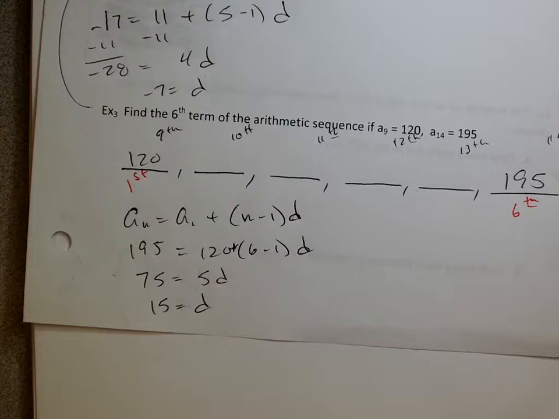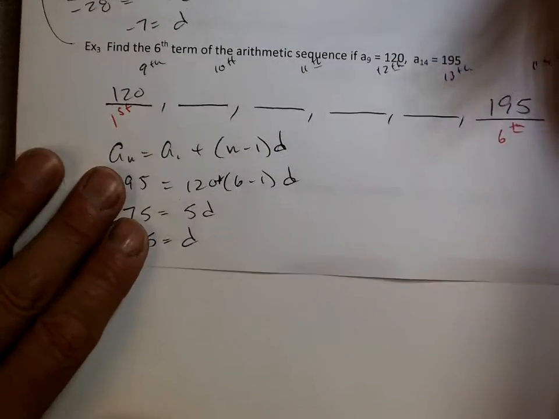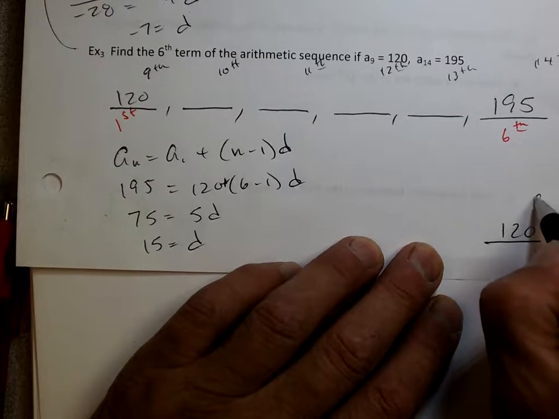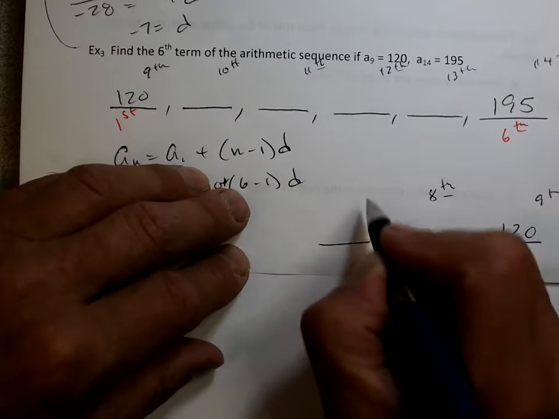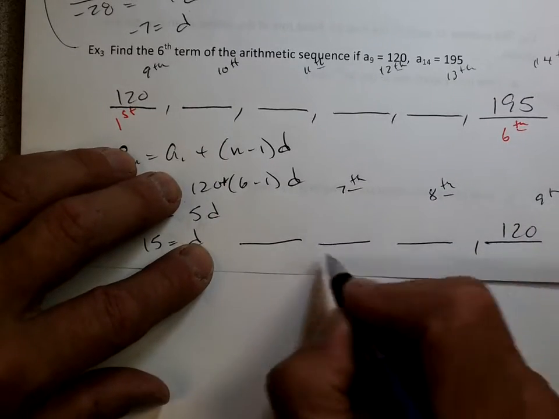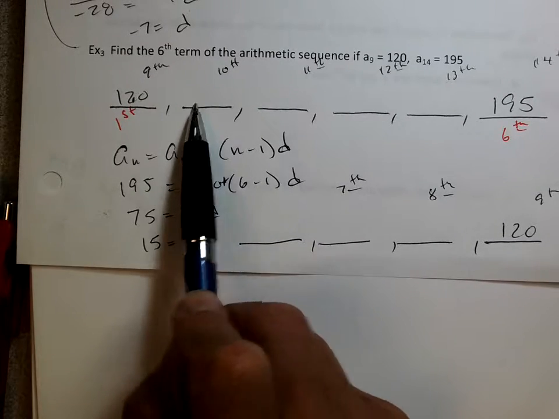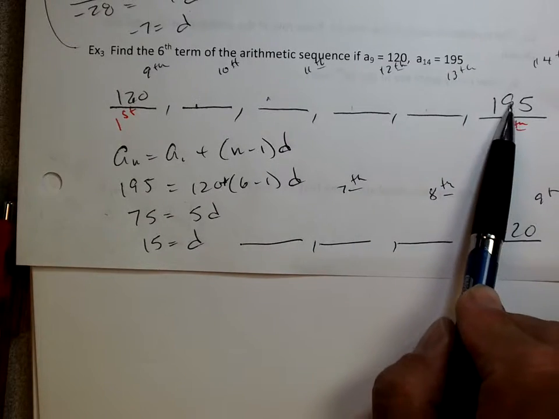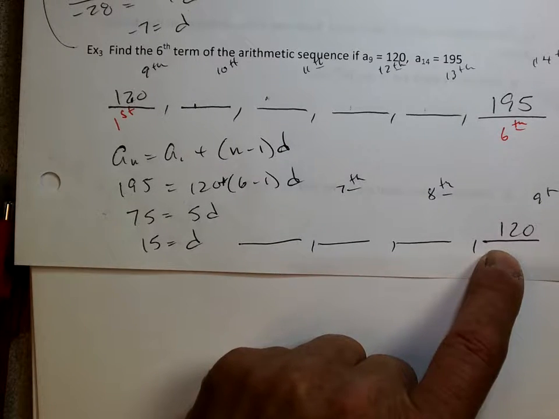So now I've got two choices. If I need this sixth term, I can just work it backwards. That might be the easiest way to do it. So if I work it backwards, 120 is my ninth, my eighth, my seventh, and then my sixth, I know that I'm adding 15, adding 15, adding 15, adding 15. But let's go backwards now. To go backwards, we just subtract 15. So 120 minus 15 is 105.